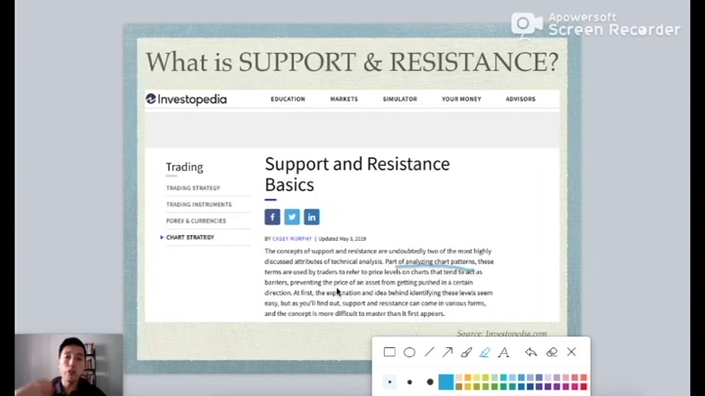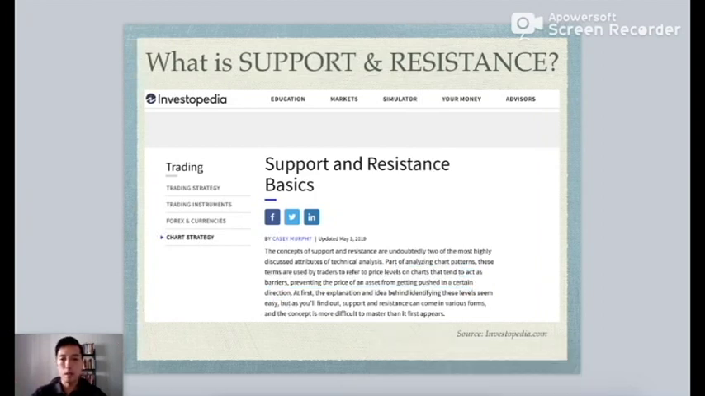Traders and investors use it as a reference to the price of the chart. It forms or acts as a barrier to prevent the price of the asset from being pushed in a certain direction. So it acts as a support and acts as a resistance itself.